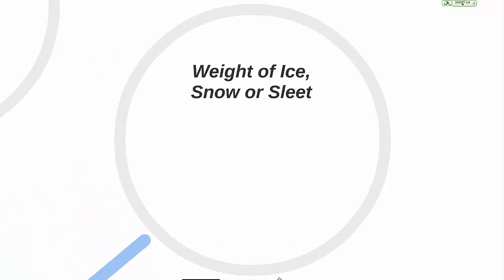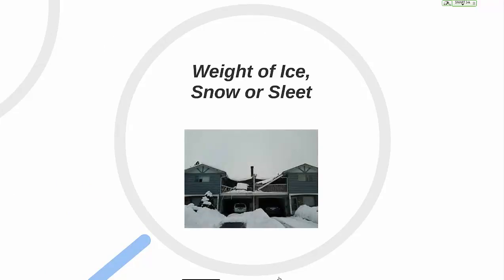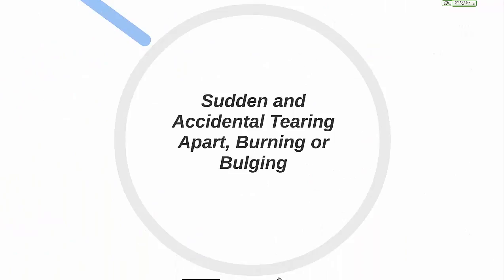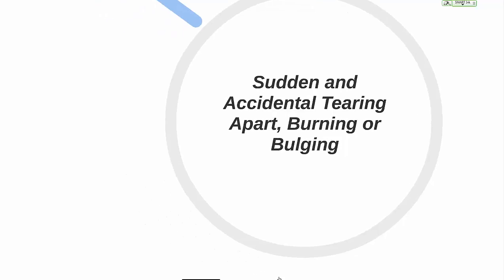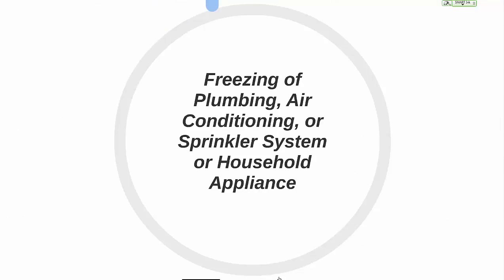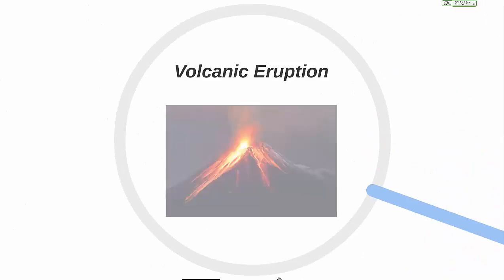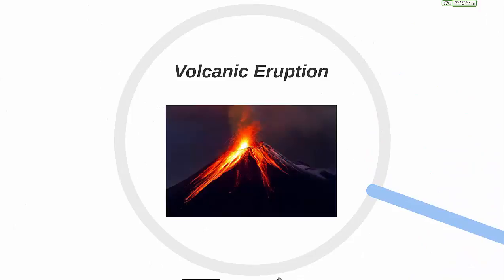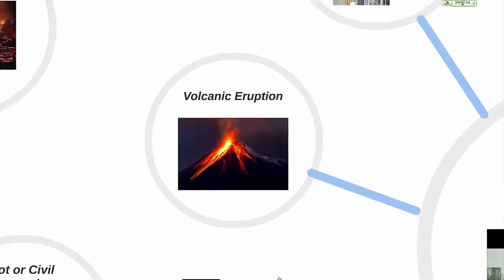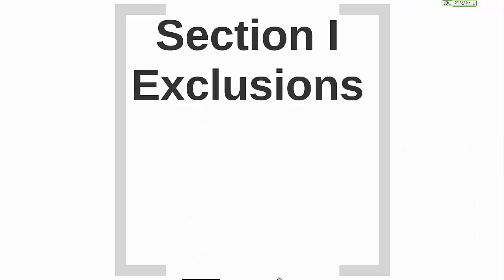Next, the weight of ice, snow, or sleet, which doesn't tend to be a significant peril in the South, but in the northern part of the United States can be a frequent loss. And sudden and accidental tearing apart, burning or bulging of boilers and machinery, and freezing of plumbing, air conditioning, or sprinkler systems or household appliance, and sudden and accidental damage from artificially generated currents. And lastly, volcanic eruption. So now you know the 16 covered perils. And now let's look at the Section 1 exclusions.